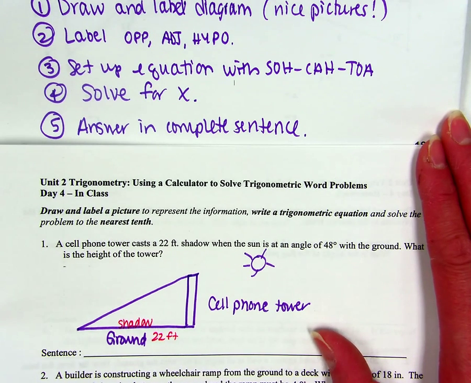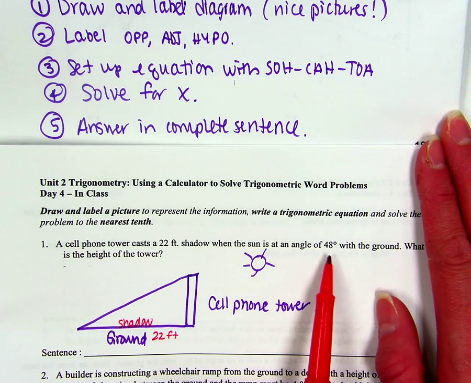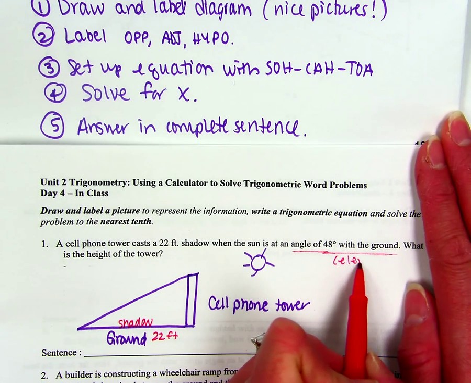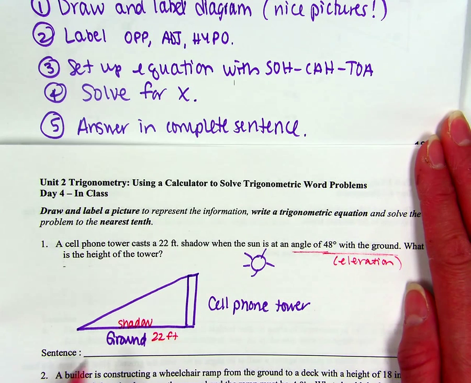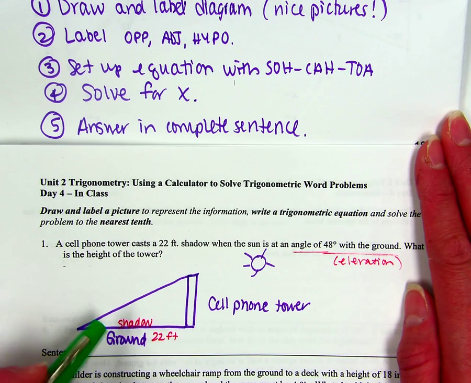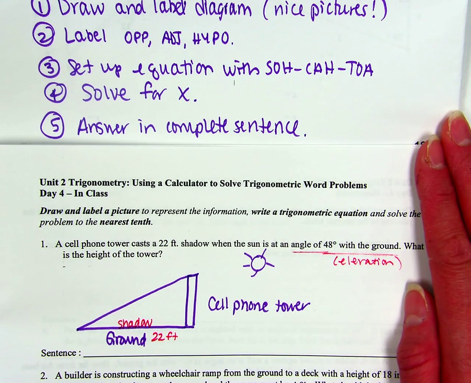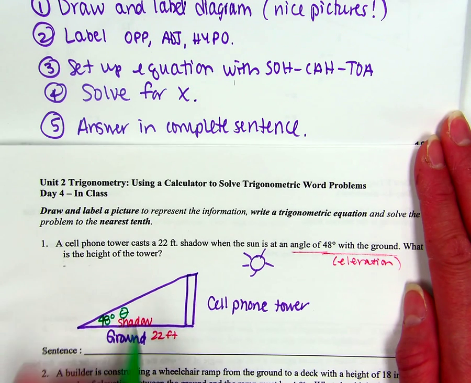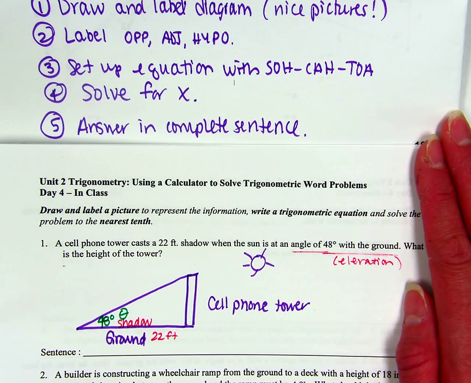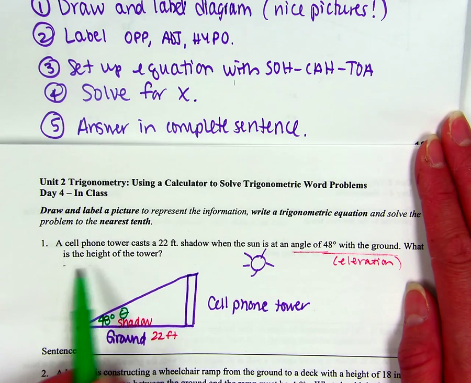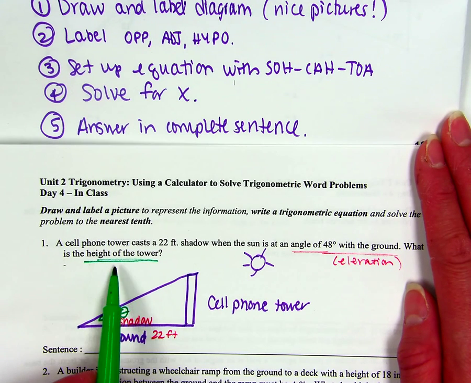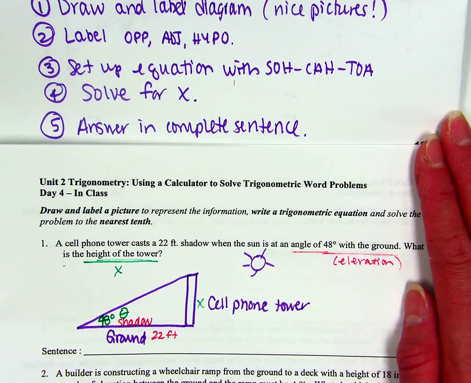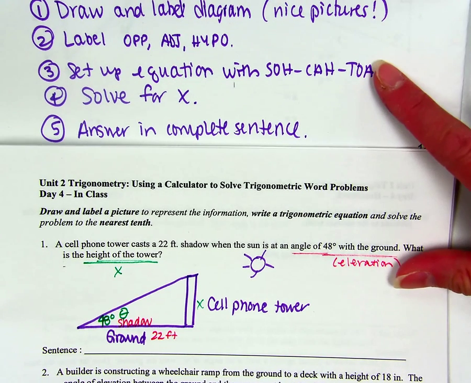All right, next thing is the sun is at an angle of 48 degrees with the ground. This is also known as our angle of elevation. So my 48 degrees from the ground up, I'm going to put that here. I'm going to label it at 48 degrees, and I'm also going to put theta because that's our reference angle. All right, what is the height of the tower? So this is what you're trying to find. Since we don't know that, that's x.